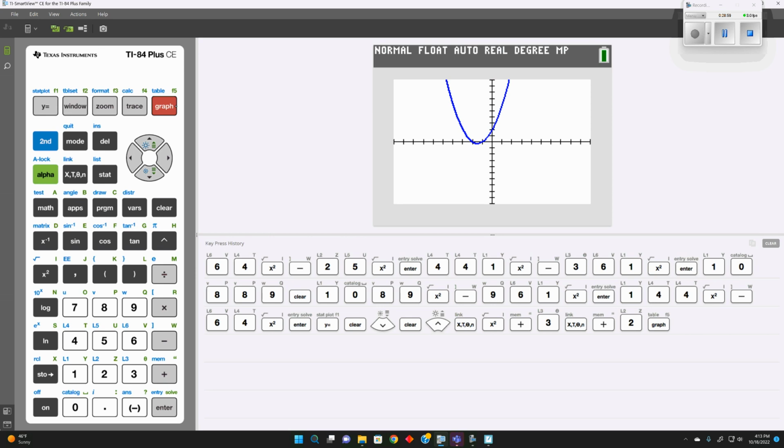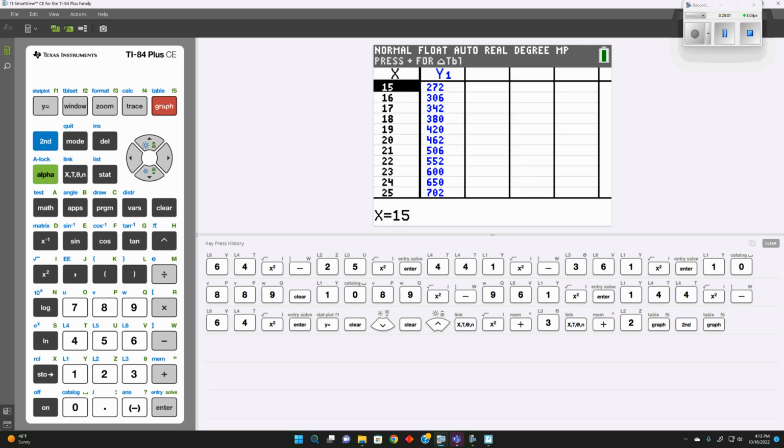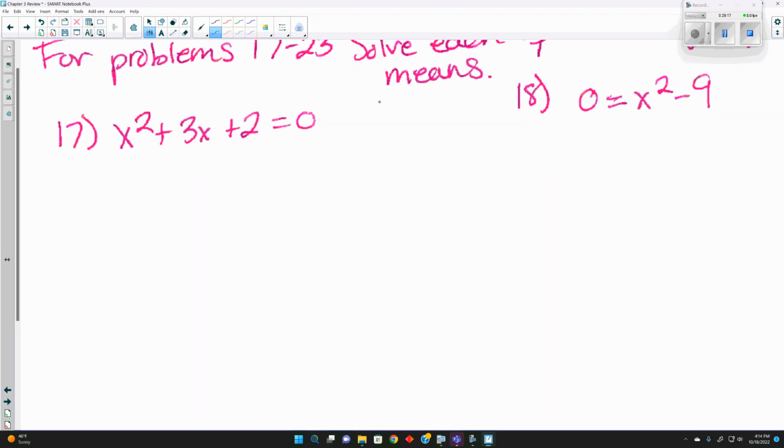Now another way we can see it is second graph, our table. And when we're looking at the table, we're trying to find out what values of y are 0. So we're trying to find out what value of x will make the function be 0. And there's 2, at negative 2 and negative 1. So again, it's telling us x is equal to negative 2 and x is equal to negative 1. And that's it there.